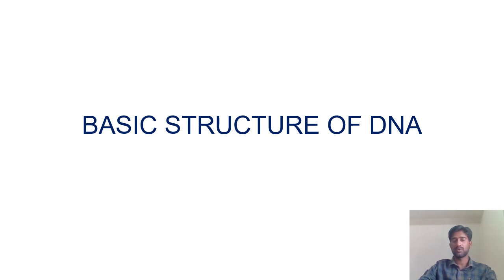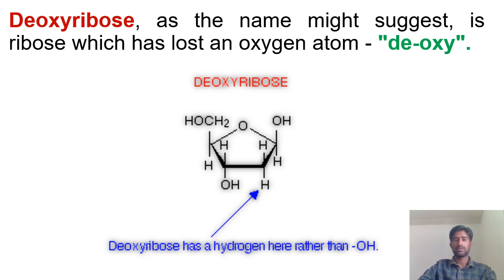I am here to discuss the basic structure of DNA. So deoxyribose, as the name might suggest, is a ribose which has lost an oxygen atom, that is deoxy. Here in this structure you could see the loss of an oxygen atom, whereas in RNA it is ribonucleic acid, whereas in DNA it is deoxyribonucleic acid.